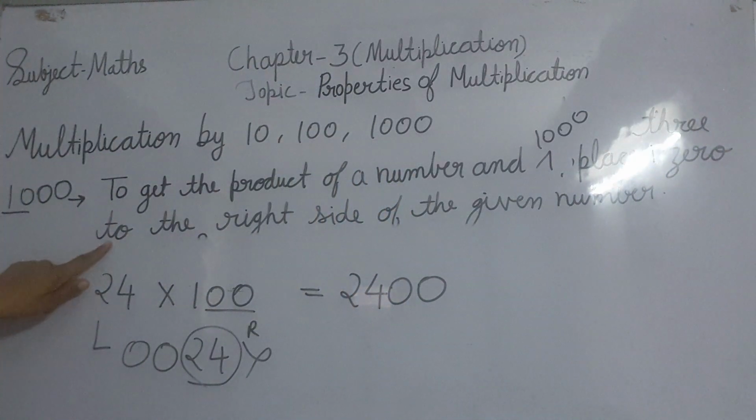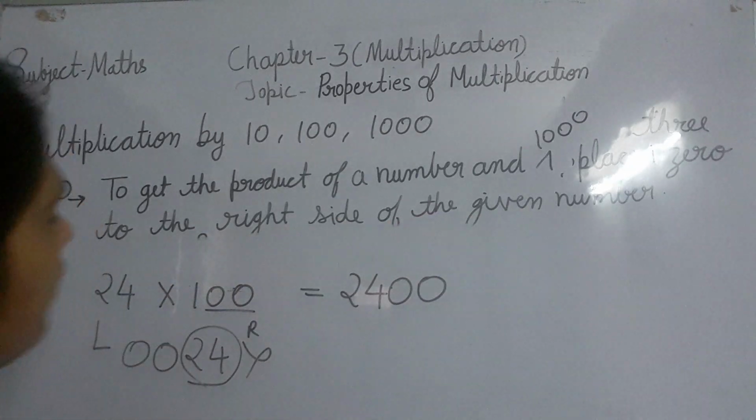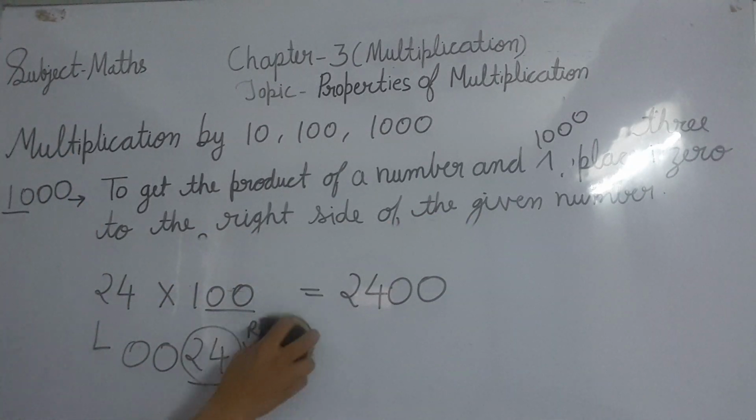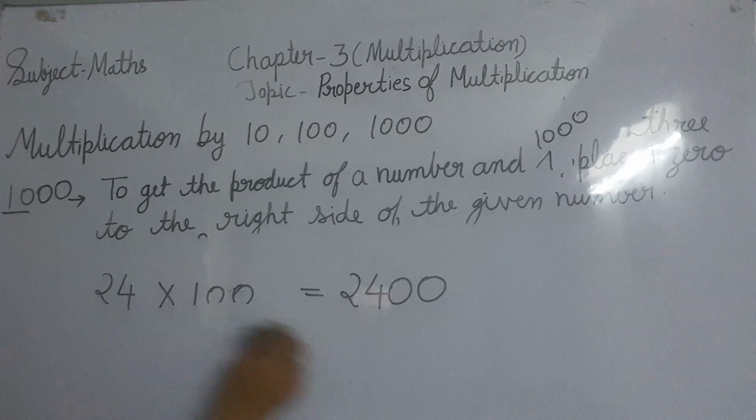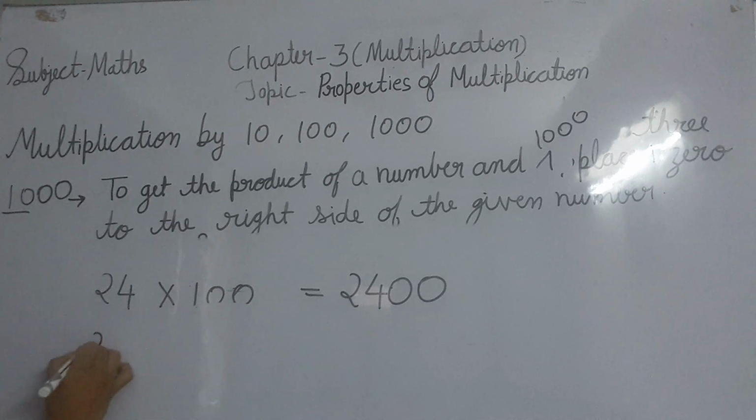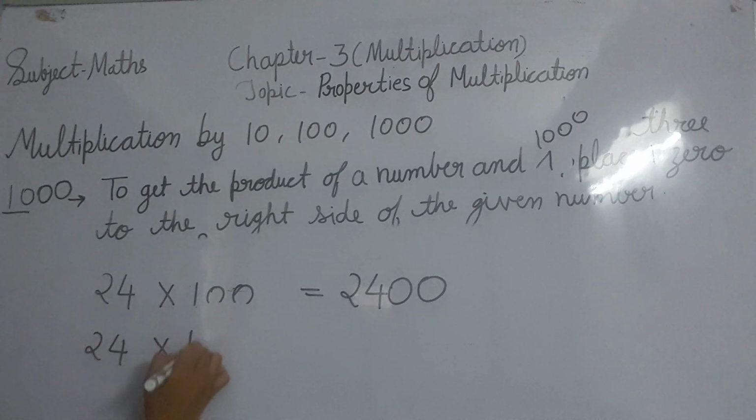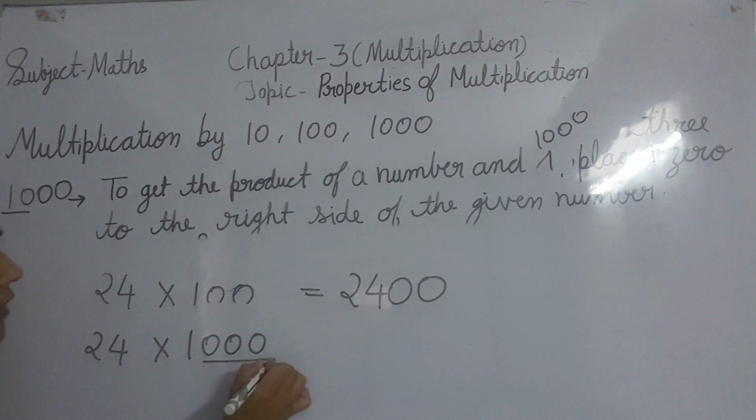Place 3 zeros to the right side of the given number. The same example I am taking here: 24. Now this time we have to multiply it by 1000. So what do we have to do? We have to place these 3 zeros to the right side of the number.